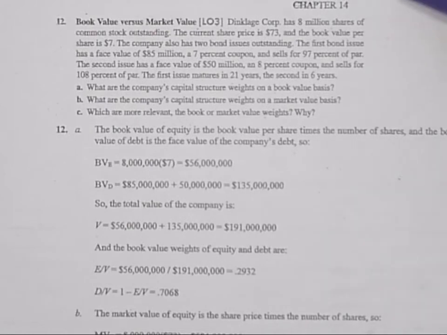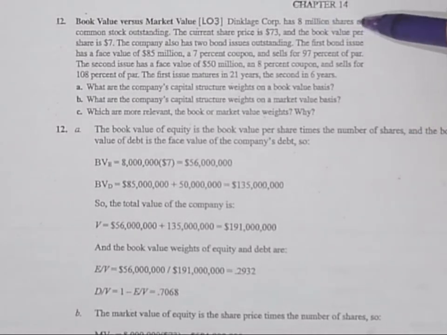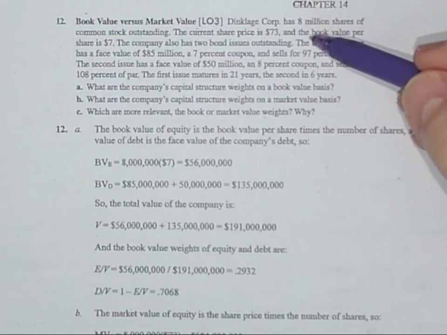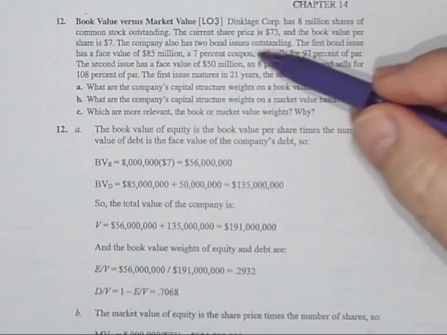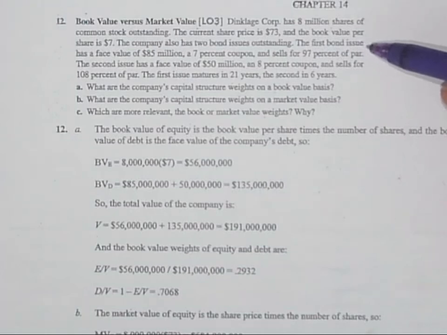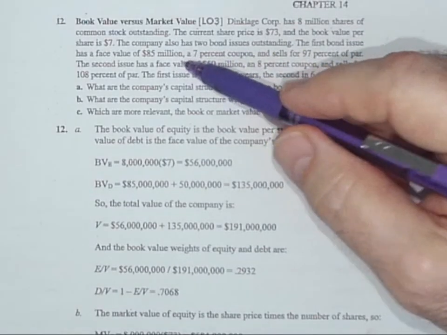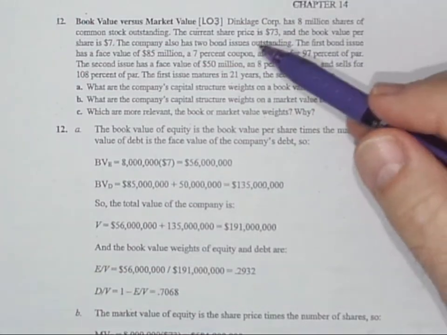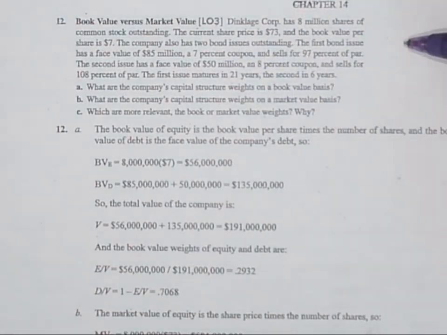So this says this company has 8 million shares of common stock outstanding. Current share price is $73. Book value is $7. They have 2 bond issues outstanding. First one has a face value of $85 million. By the way, this is reproduced. You can print this out. When you pulled up this video, there was a link to this item and to the previous one actually.